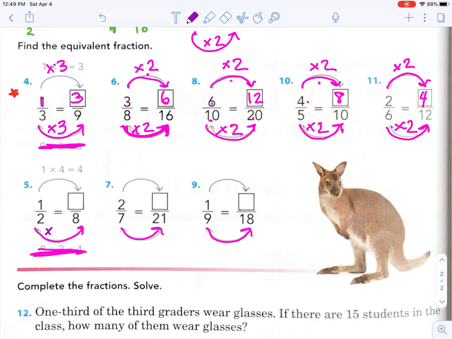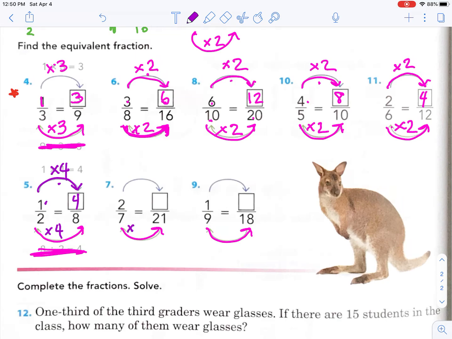All right, let's look at the bottom. 2 times what equals 8? 2, 4, 6, 8. If you counted that on your fingers, it's 4. What you do to the bottom, you also do to the top. Times 4. So 1 times 4 is 4. 1/2 equals 4/8.